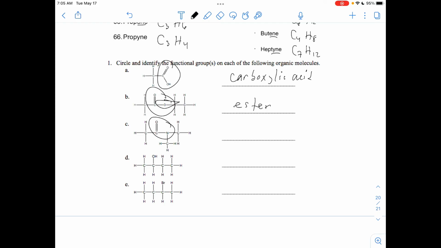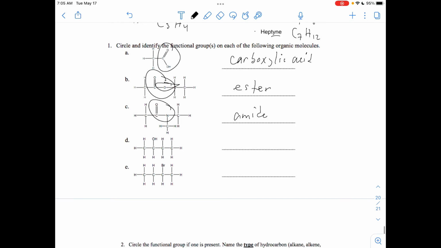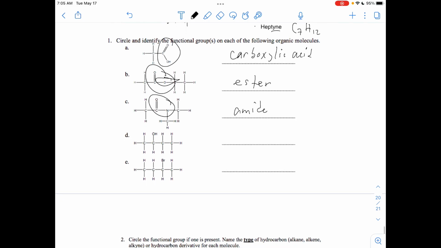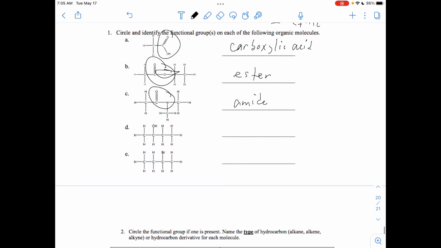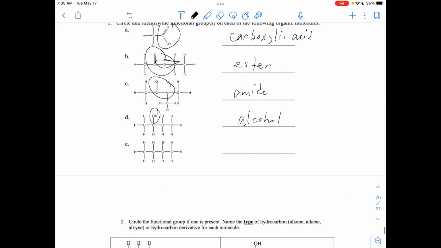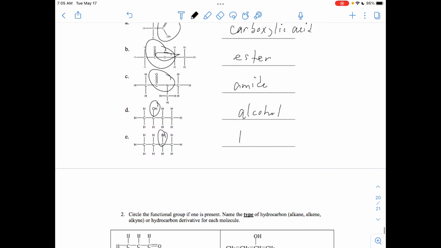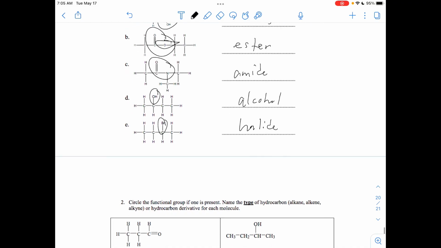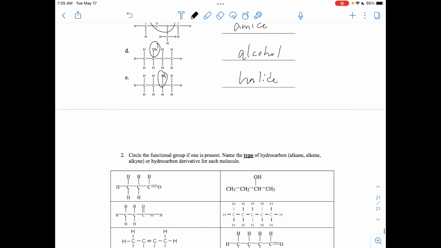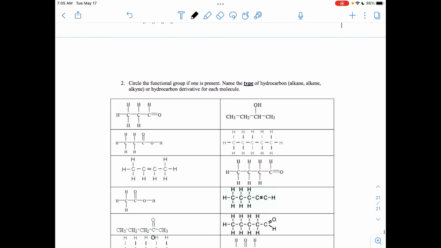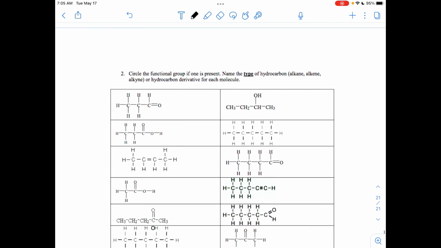This one has an N with a double bond, so this would be an amide. An amide is an amine with a crown. Okay, this one is an alcohol. Notice there's no crowns next to it. This one is a halide because it's a halogen. Br, iodine, chlorine, and fluorine, they're all halides, or halocarbons.